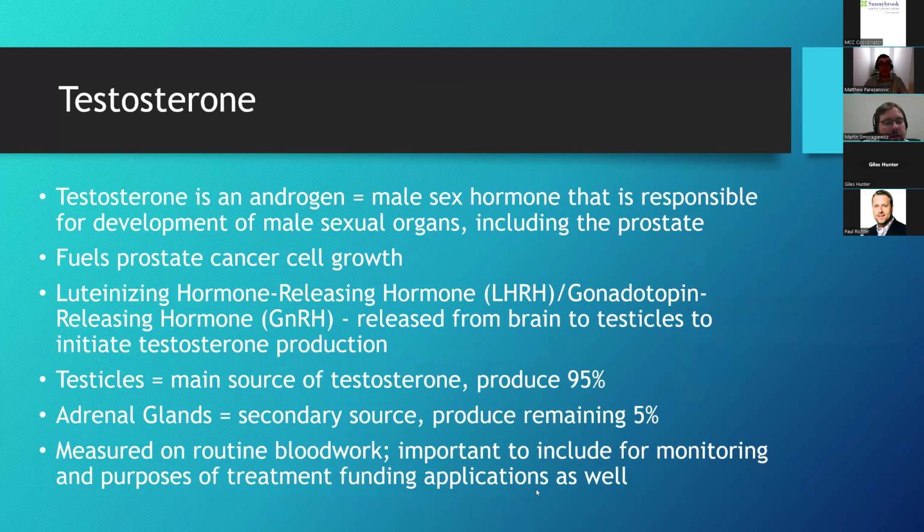Testosterone is also important. So it's an androgen, or the male sex hormone, responsible for development of the male sexual organs, including the prostate. It definitely fuels prostate cancer cell growth. Luteinizing hormone releasing hormone, or LHRH, or conversely also known as GnRH, is released from the brain to the testes to initiate testosterone production. The testicles are the main source of testosterone, producing about 95%, where the adrenal glands produce a secondary source, the remaining 5%. Measured on routine labs and important to include for all monitoring and to assess for purposes of treatment funding applications as well.